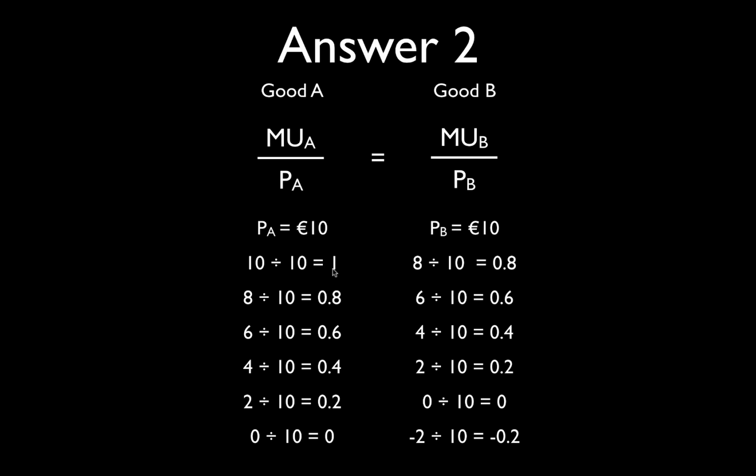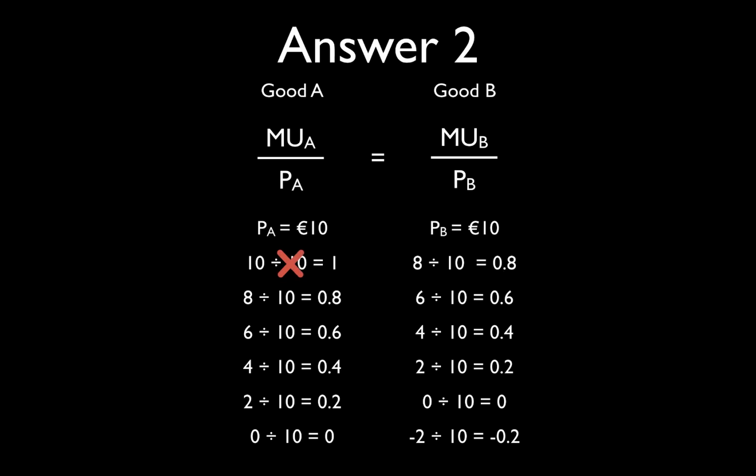So the first question is, okay, so as I said, it's a tenner. These are the marginal utilities on the left. This is the price. You have to find out this. So that's what these numbers on the right-hand side here are. And that's what these numbers on the right-hand side here are. So the first question is, should he consume the first unit of good A or the first unit of good B? Well, he should consume the first unit of good A because 1 is bigger than 0.8. Therefore, we cross that off the list.